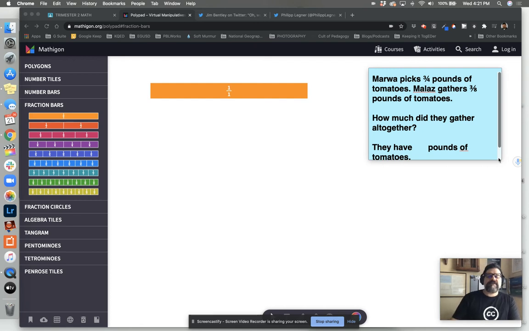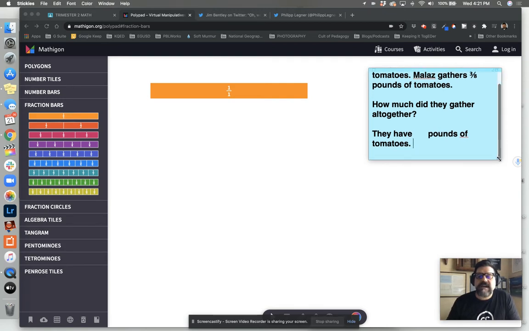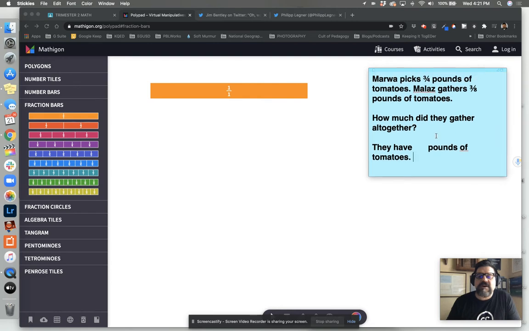Hey crew, here's another example of where adding two different fractions together with different denominators might come into play in real life. We've got Marwa picking tomatoes. She picks 3/4 pounds, and Malaz gathers 3/8 pounds of tomatoes. If they're working together, how much do they have in all?